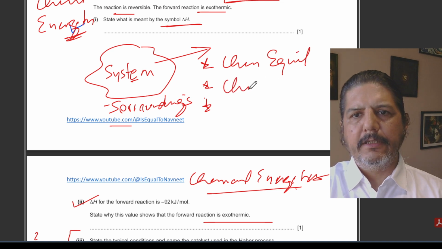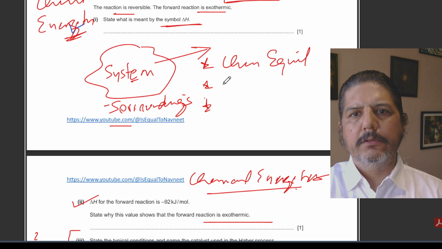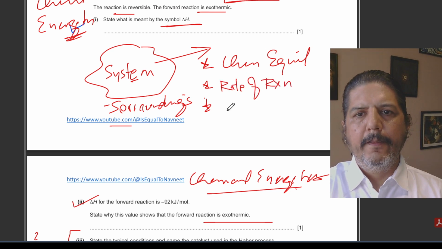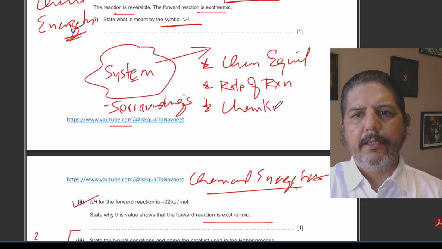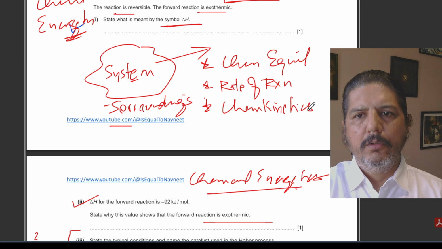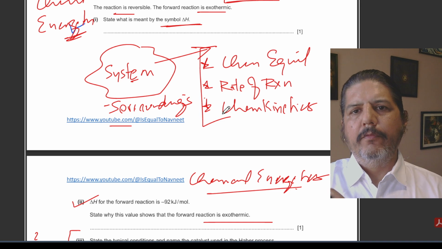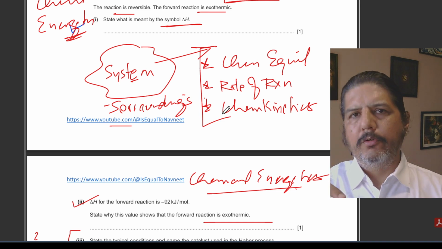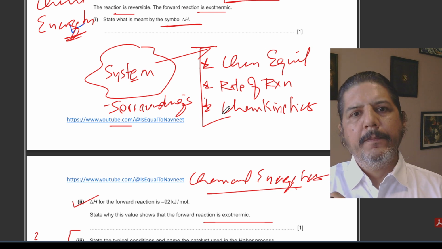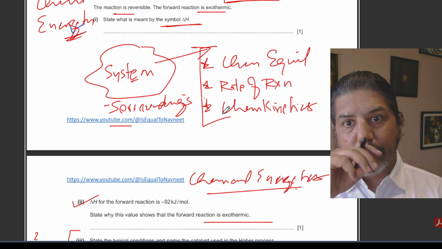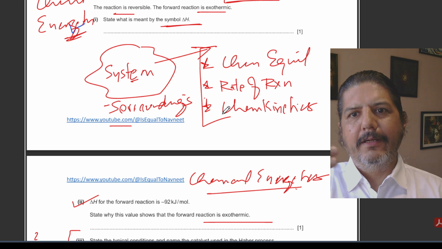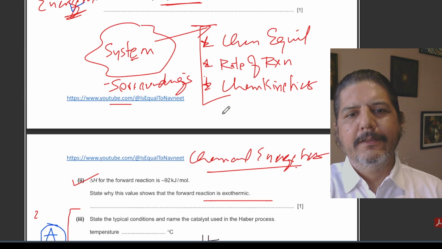The second is rate of reactions. Rate of reactions is another chapter you should be clear, and another should be chemical kinetics. So these three chapters should be very clear when you are doing manufacture of sulfuric acid and manufacture of ammonia, because a lot of questions are asked again and again regarding all these three.